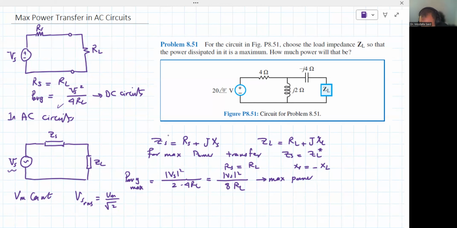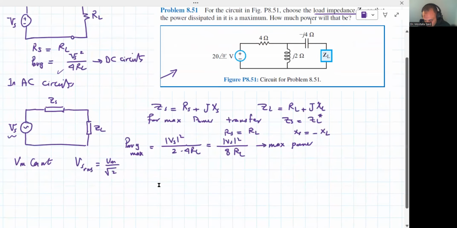In this example from your book, again a problem, we have a circuit in the phasor domain, and it asks you to choose the load impedance ZL so that the power delivered to it is maximum. How much power will that be? So determine ZL. Actually, we need just the resistive part. And determine the maximum power transfer.